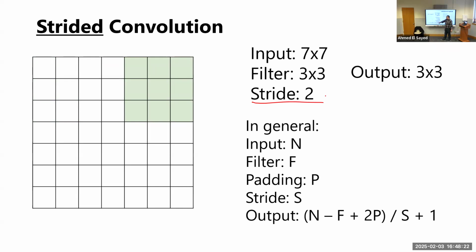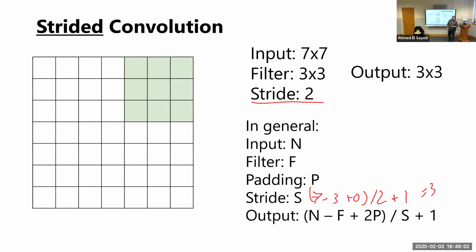N is the size of the input image. So here it's 7. F is the size of my filter, which is 3. B is the number of padding pixels. Did we do any padding here? So 0. Divided over S, which is our stride, plus 1. Let's do the calculation. 7 minus 3 equal 4 over 2 equal 2, plus 1, 3, which is the output.